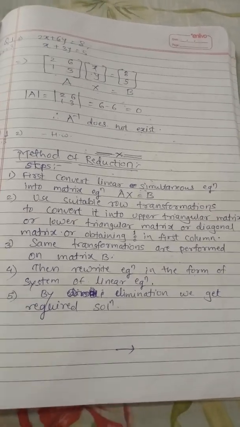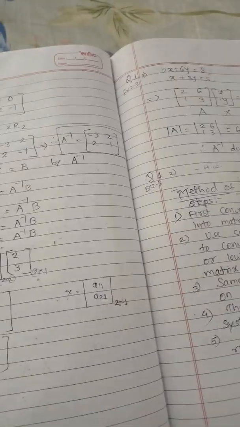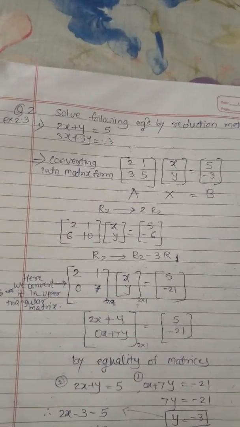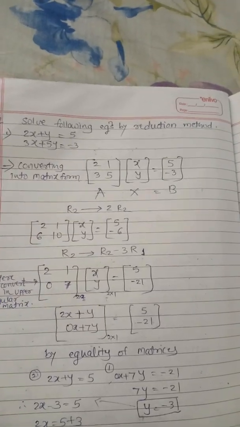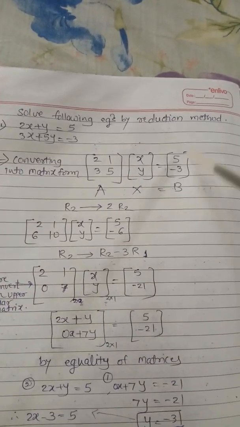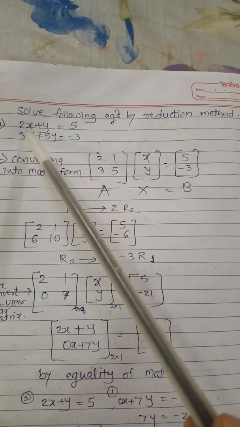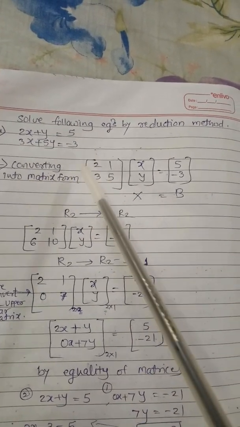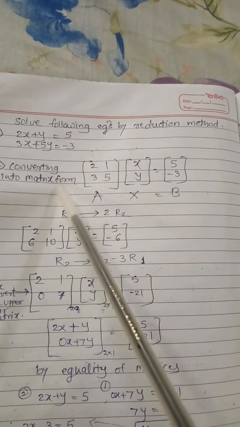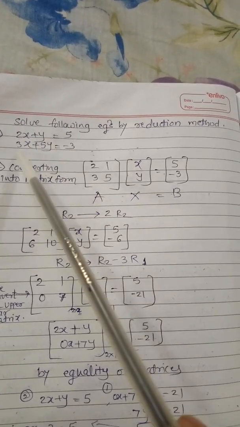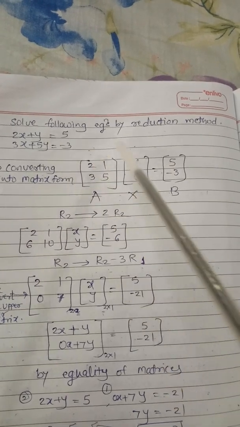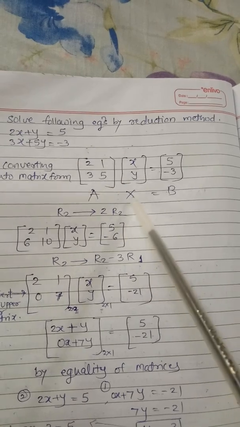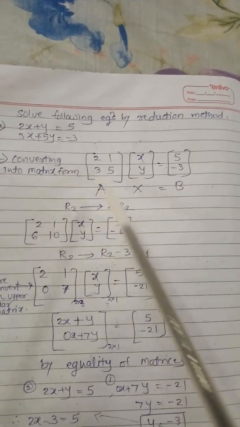the required solution. For that we are going to solve one example, that is question number 2 from exercise 2.3. Solve the following equations by reduction method: 2x + y = 5 and 3x + 5y = -3. First we have to convert it into matrix form, that is [2 1; 3 5], then write down the variables as they are, that is x y, and then the constants. So we convert it into AX = B in the matrix form.